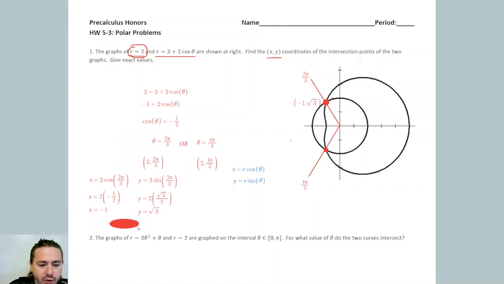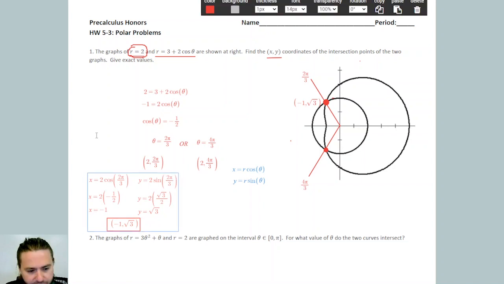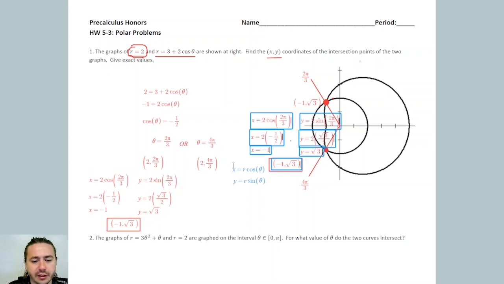And then the second one, we'll basically solve it the same way, except we'll be dealing with 4 pi over 3 instead of 2 pi over 3. So that's really the only change here. And then when we go to evaluate these trig functions, we'll get a slightly different answer.